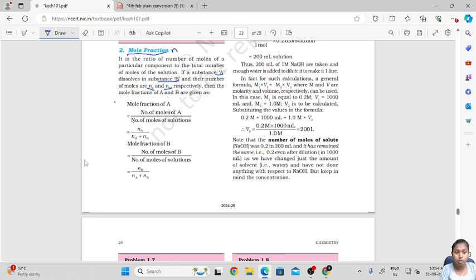So the total number of moles of solution will be Na divided by Na plus Nb, because the solution has both substance A and substance B, right? So the number of moles of solution will be Na plus Nb. Now if you want to write the mole fraction for B, it will be Nb divided by Na plus Nb. So this is the mole fraction for B.